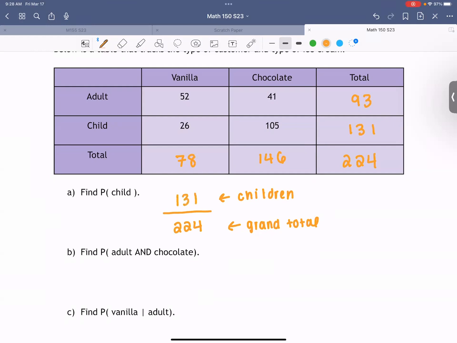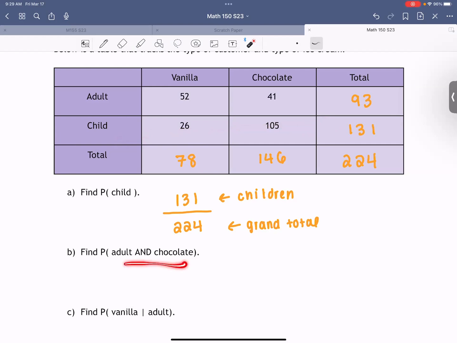131, right? Now it's kind of tricky because sometimes what people do is they'll see, okay, I want to know the number of children. They just look to the right of children. They're like, oh, it's 26. If you want to find the total number of children, you have to look all the way across the row and figure that total out, right? So with normal regular probabilities, you're just finding the total of what you're interested in and putting it over the grand total. Cool. Let's do another one.